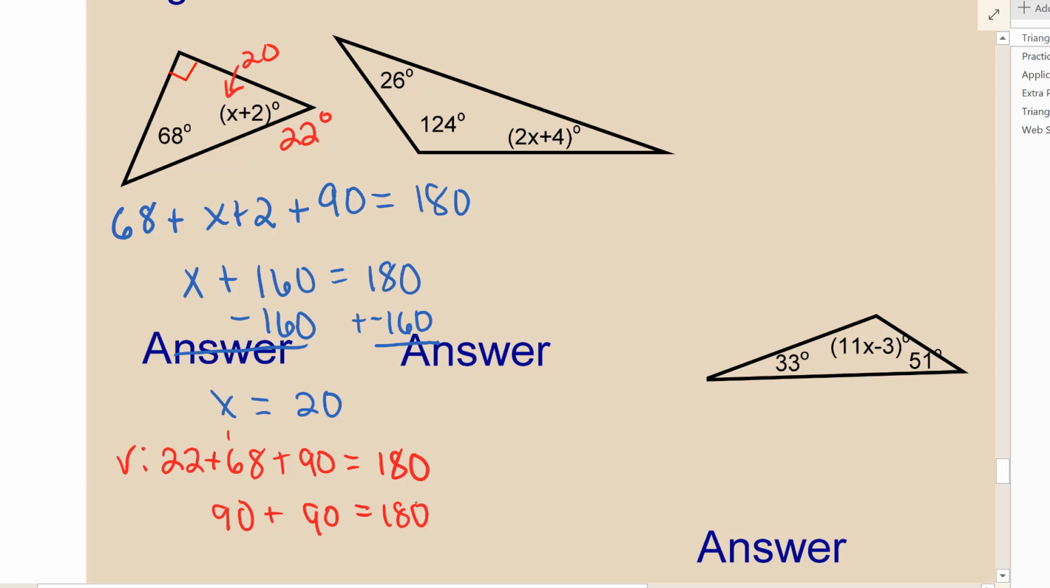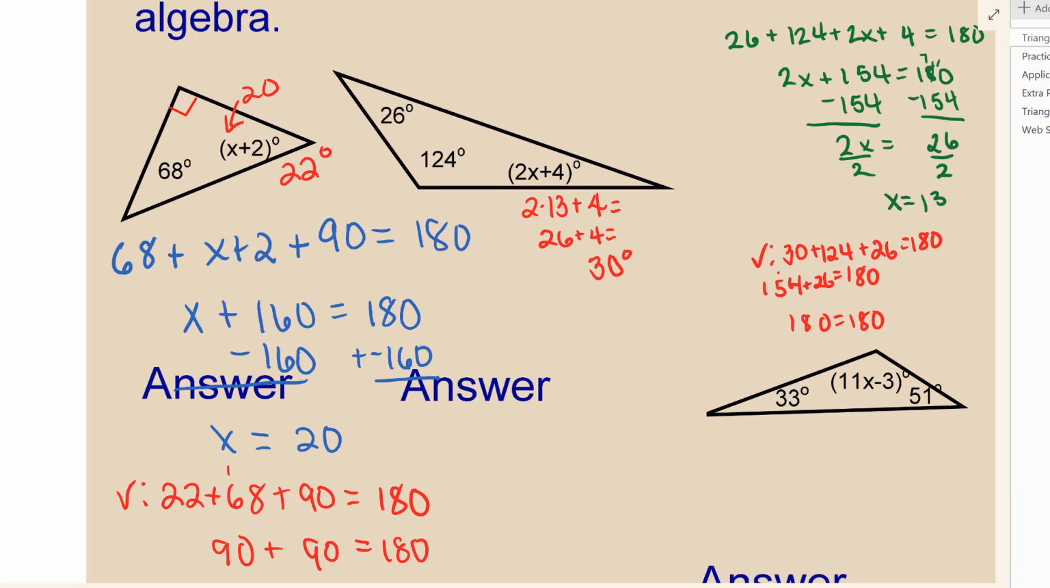So let's move on to the next problem. Give that one a shot and see how you do. So I ended up with x equaling 13, and when I plug in x equaling 13 into 2x plus 4, I get 30 degrees. And then you can see my check steps, and that did work out.